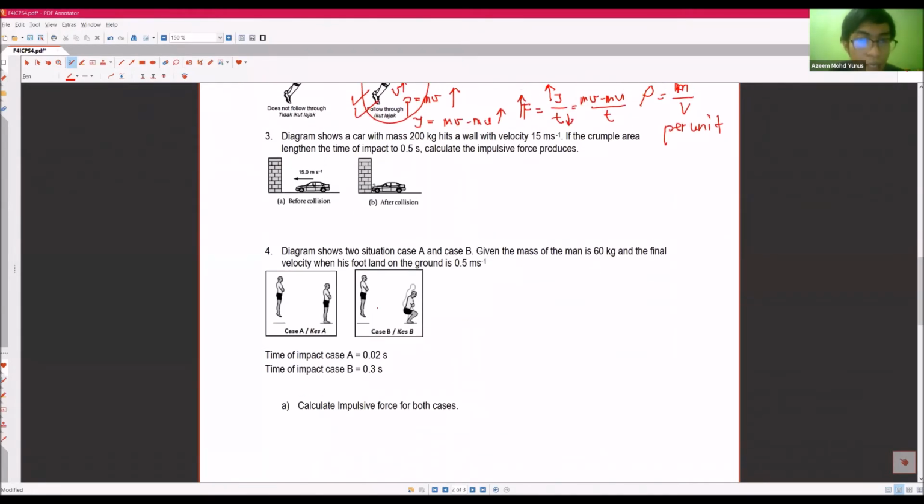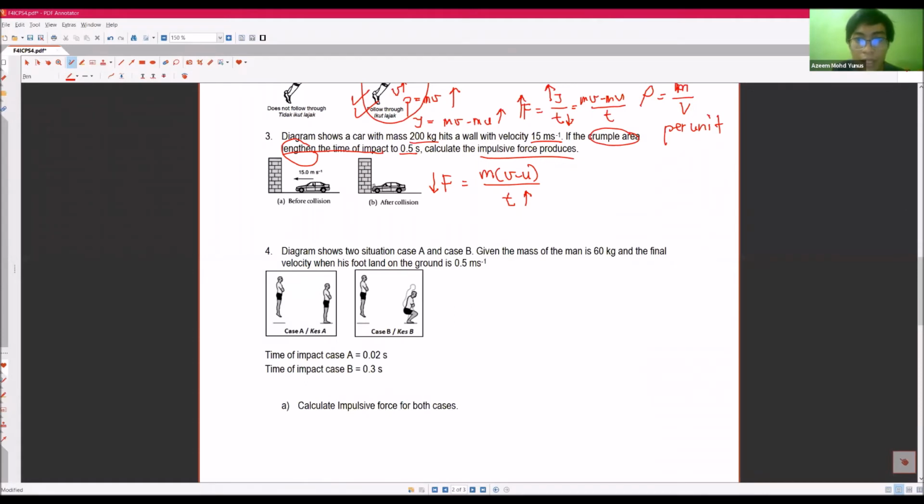Okay, number 3. The diagram shows a car with a mass of 200 kilograms hits a wall with a velocity of 50 meters per second. If the crumple area lengthens the time of impact to 0.5 seconds, calculate the impulsive force produced. So basically, in order to decrease the impulsive force, we need to lengthen the time of impact. So let's write down the formula first. F equals m times (v minus u) over t. As well as impulse, we can also write the impulsive force formula in factorized form, due to the same reason, as the mass is the same before and after. So if we increase the time, then the force will be reduced. Thus, it will cause less damage to the car.